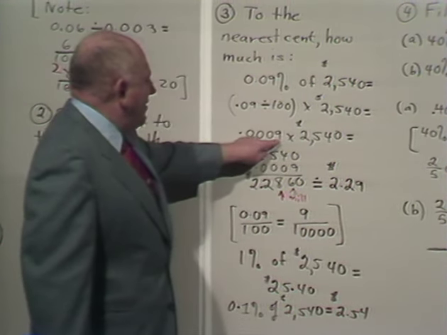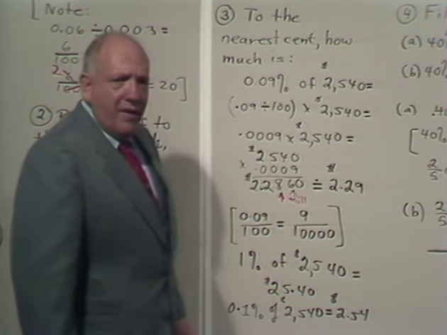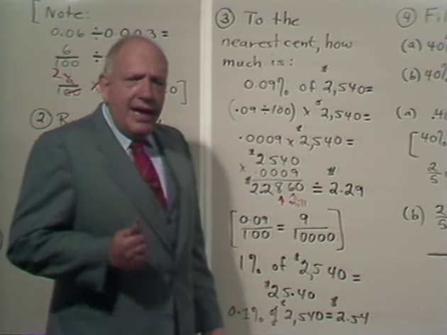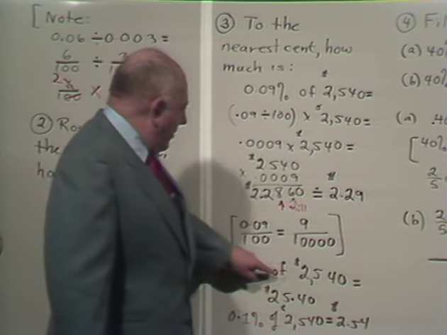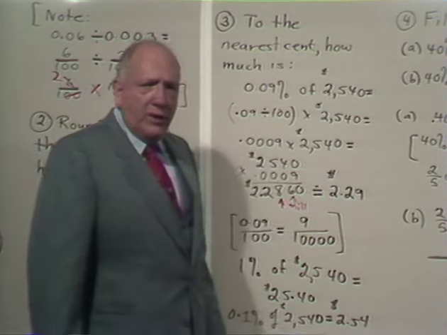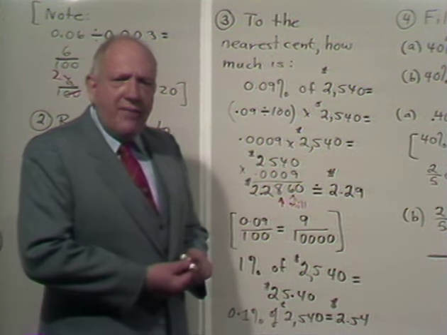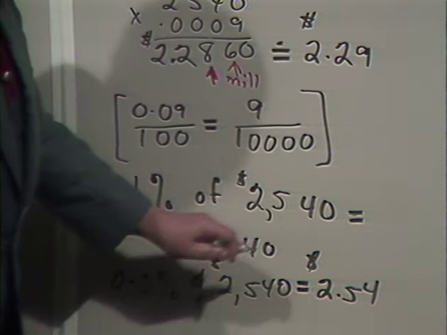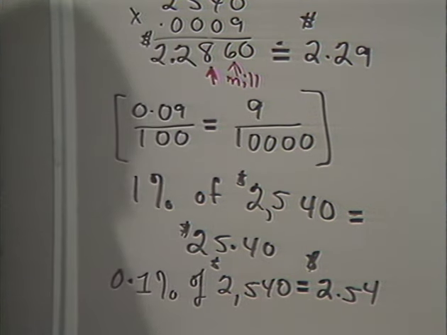What's this number? 9 what? Tenths, hundredths, thousands, 10,000s. Now, if all of this gives you a migraine headache, at least have a ballpark figure. Say to yourself, look, 1% of 2,540. How do you find 1%? It's 1/100th. And multiplying by 1/100th is the same as dividing by 100. How do you divide by 100? You move the decimal point 2 places to the left. So 1% of $2,540 would be $25.40.